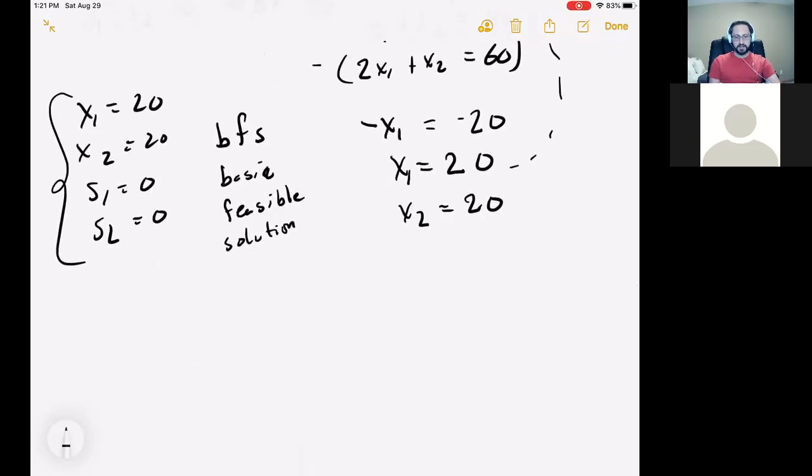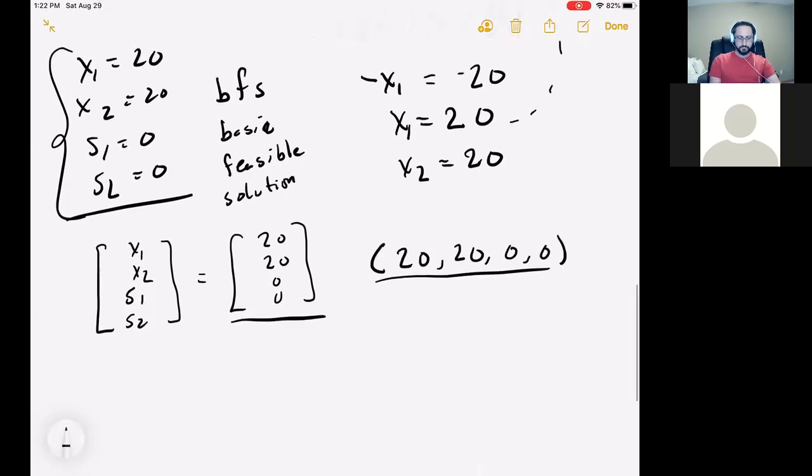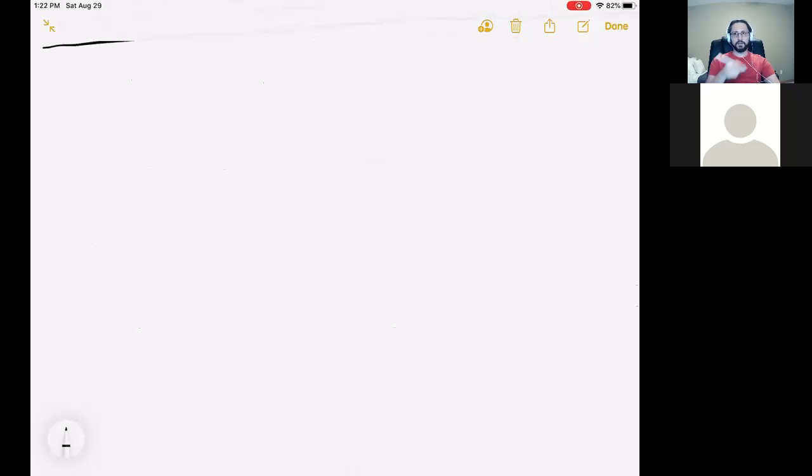There are a few ways of writing basic feasible solutions. Obviously, the way I just wrote one here. Sometimes we write them as vectors. I tend to like column vectors, like this. Sometimes you write them as ordered tuples, like this. All three of these things are the same. You can do this process of finding a basic feasible solution for every pair of 0 non-basic variables.